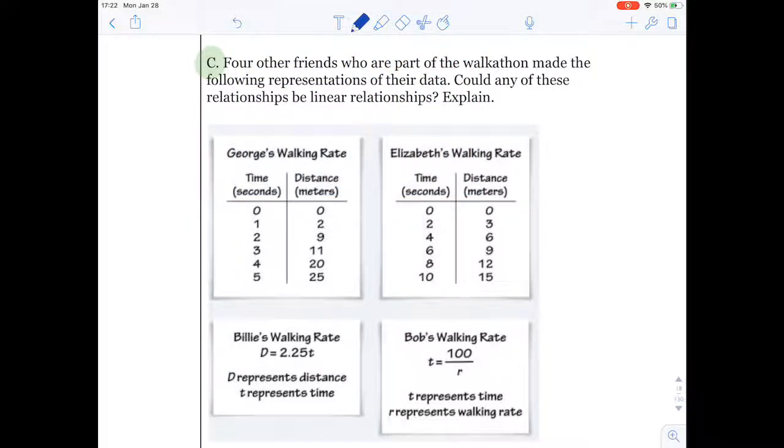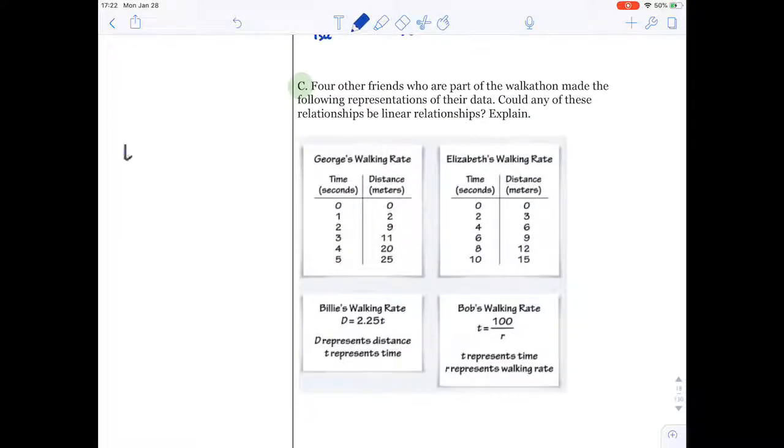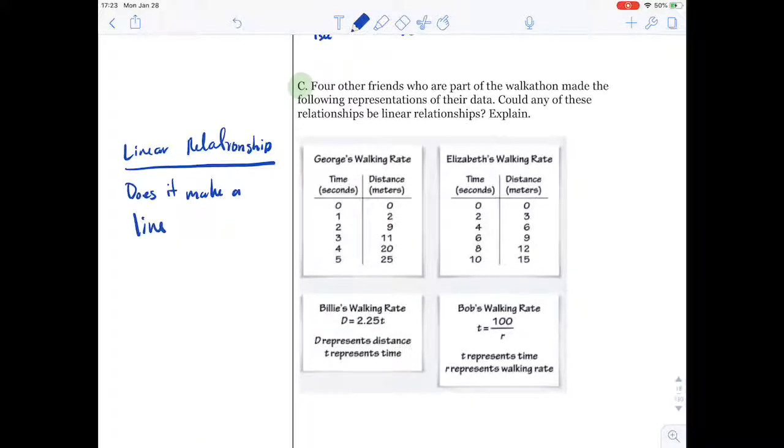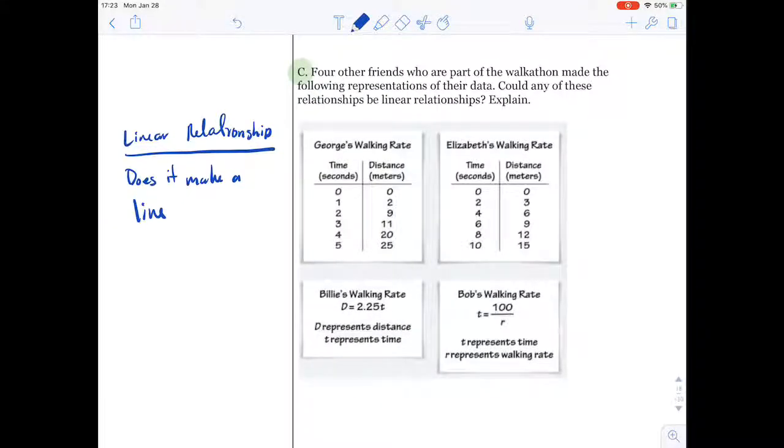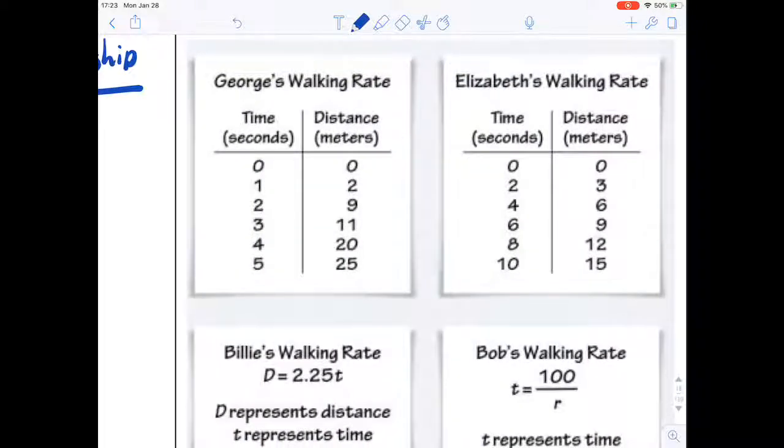Okay, so after pausing for 5 minutes and you have given the work a try, we're going to identify if these relationships are linear. Okay, so we need to make sure when they're asking for a linear relationship, all they're really asking is, does it make a line? All lines are straight, so they're not asking if it's making a straight line, because if we say line, we mean straight line.